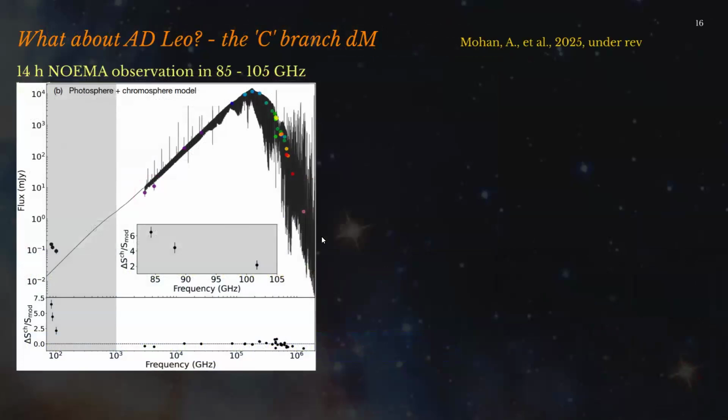Yeah. So then we went ahead and, okay, all this was for the sun-like stars, right? So what about our AD Leo, which is a completely non-solar type C branch star? How does its chromosphere behave, right? So this is data which we took from the NOEMA telescope, which is in the French Alps, and we observed around 85 to 100 gigahertz, and these points are from the millimeter observations.